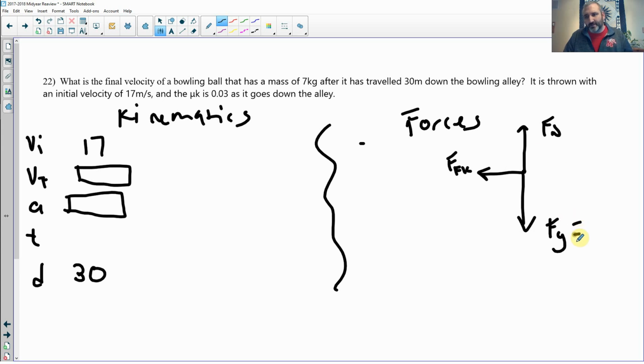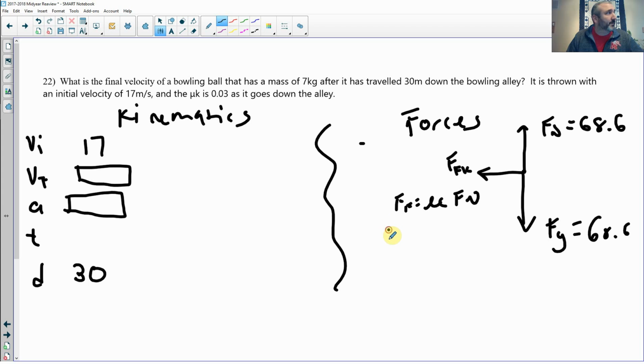The gravitational force is going to be 7 times 9.8. It's going to be 68.6. Normal force will also be 68.6. And that means the friction is going to be F_f equals mu times the normal force. We have a mu of 0.03.